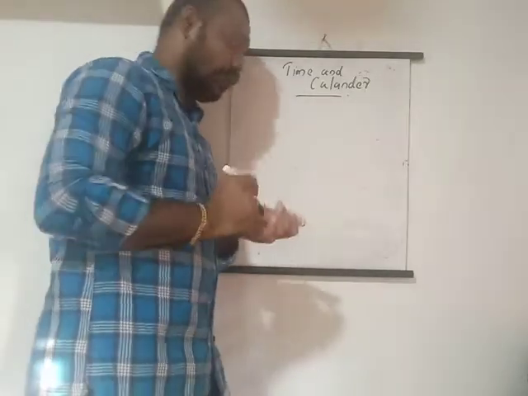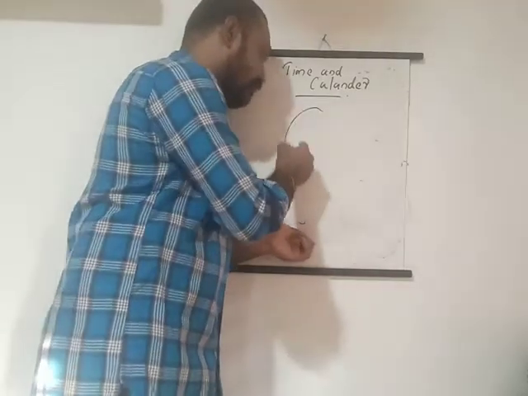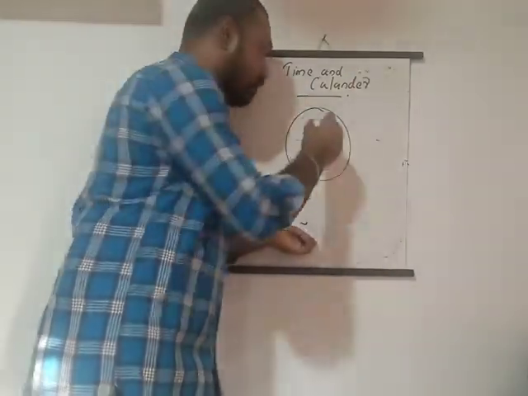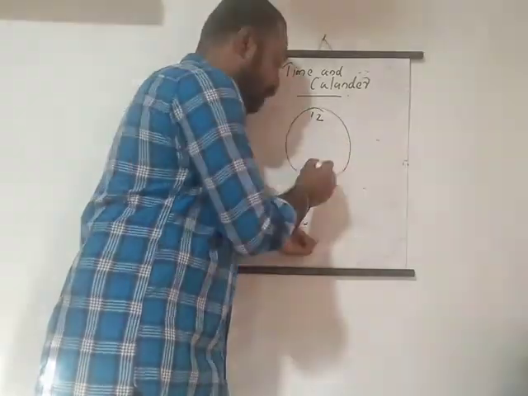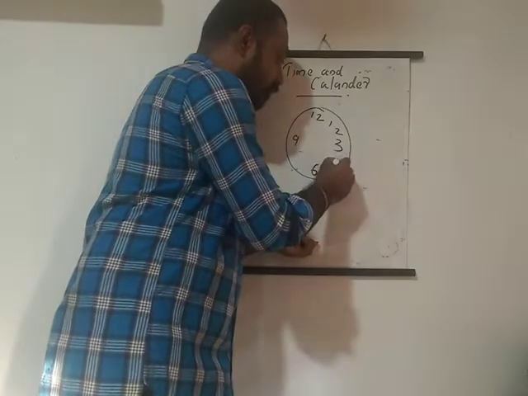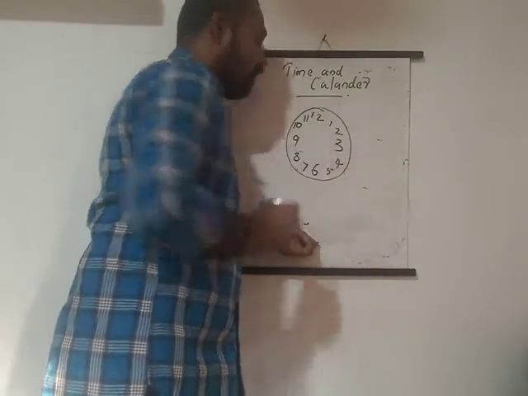In the time, the first thing we know about is the clock. This clock is designed this way. It has 12 here, 6 here, 3 here, 9, and in between 1, 2, 3, 4, 5, 7, 8, like this way it is arranged.